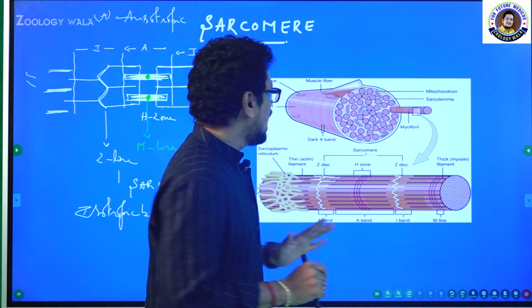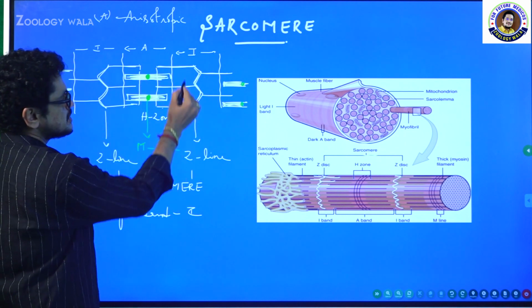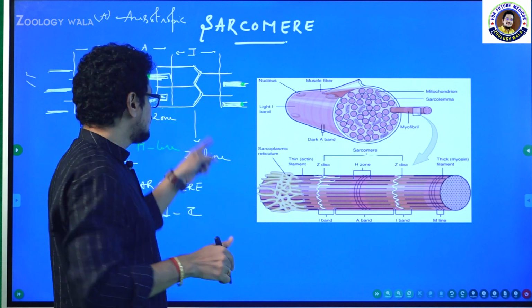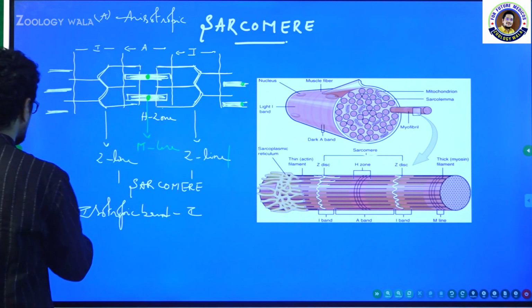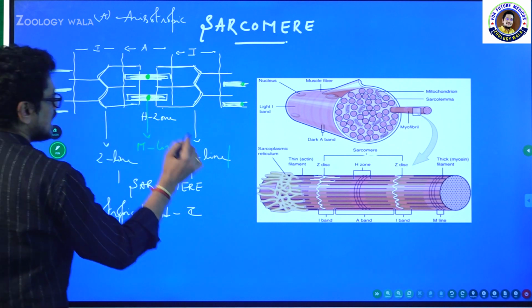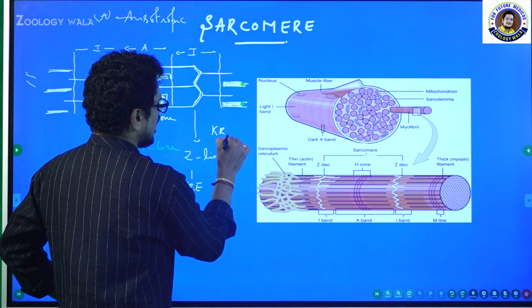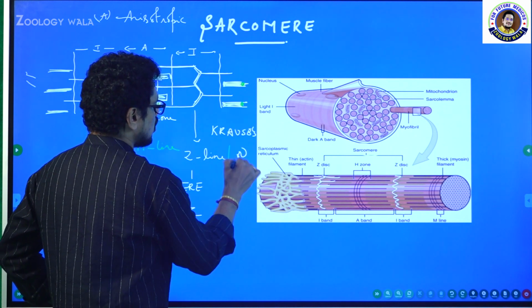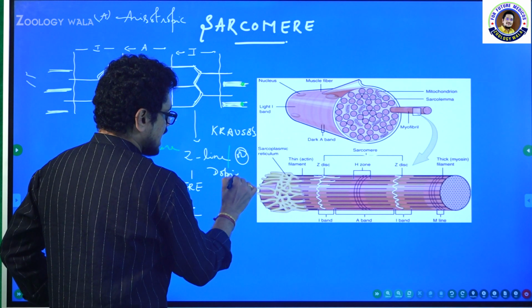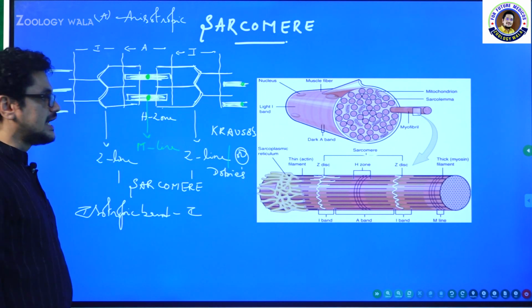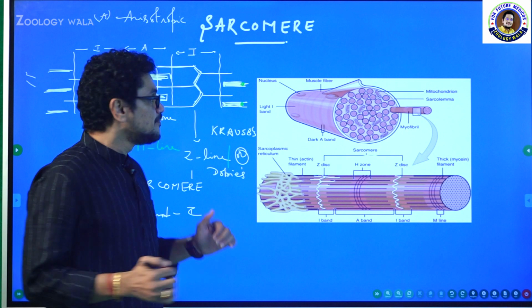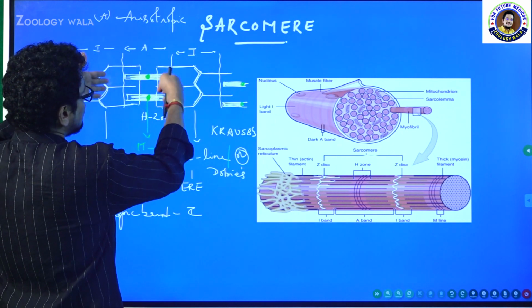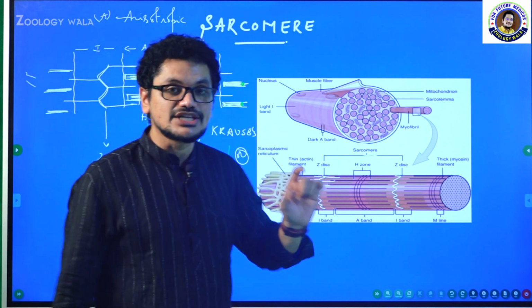So till now I explained the thin filaments. These are thin filaments, and there is a thin elastic membrane. What is the elastic membrane called? Z line. The Z line is also called Krause's membrane, K-R-A-U-S-E-S, also called Dobie's line, D-O-B-I-E-S. The thin filaments attached to the Z line form the I band, and the place where thick filaments are present is called the A band. That's all about the sarcomere structure.